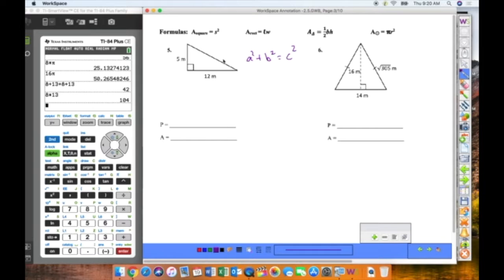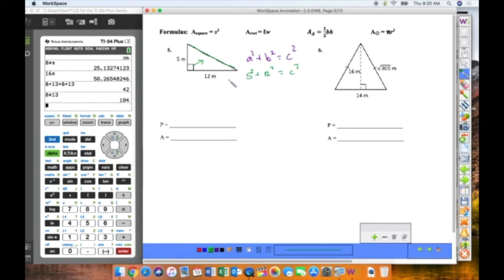See, a and b are the 2 legs. That's these guys. C is the hypotenuse. And how do you know where the hypotenuse is? Well, the hypotenuse is always the guy right across from the right angle. So what we do is we take the 2 sides that we know, the legs, and we're going to do 5 squared plus 12 squared, and that should equal c squared in this situation.